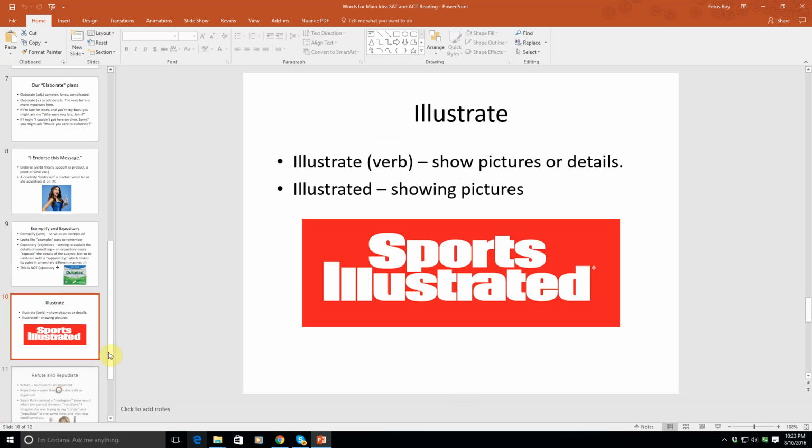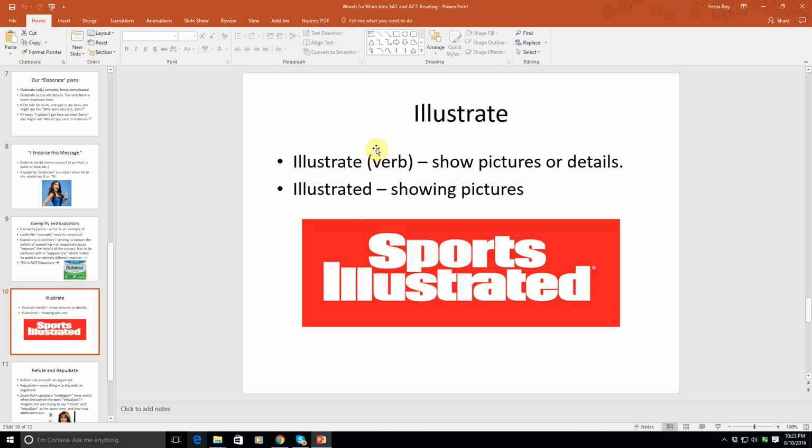Ha ha ha. To illustrate is to show pictures or details. They can be literal pictures or they can be pictures that are figuratively drawn with words. Illustrated means showing pictures, as in Sports Illustrated, the sports magazine that shows all the great action shots of basketball players and hockey and football and things like that.